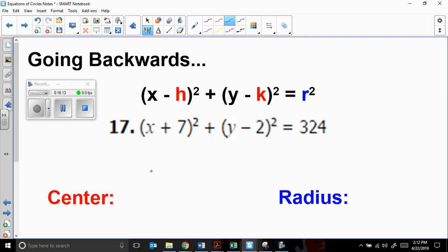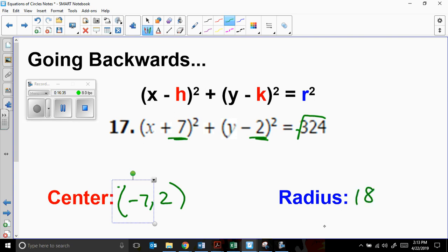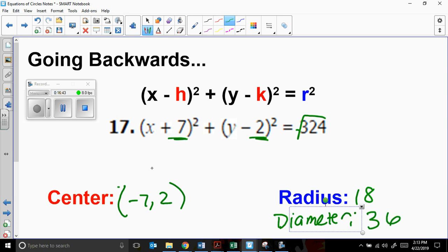All right, in example 17, again, to get our center, we need here, but be careful, this is a plus 7, and the standard form says minus, so that gives us the clue that this should be -7, 2. And the radius here would be the square root of 324, which is 18. And I believe this question on your notes might ask for the diameter, and if it does, the diameter would be twice this, which would be 36.